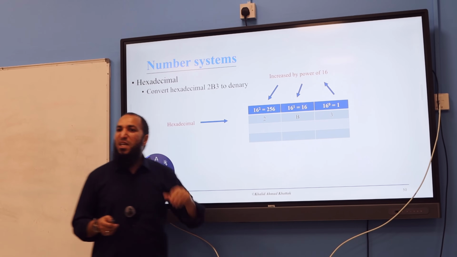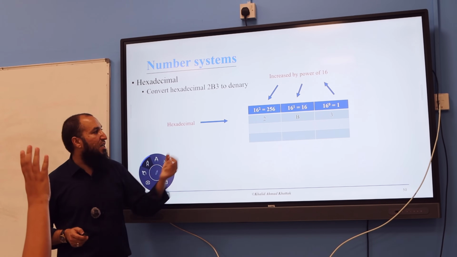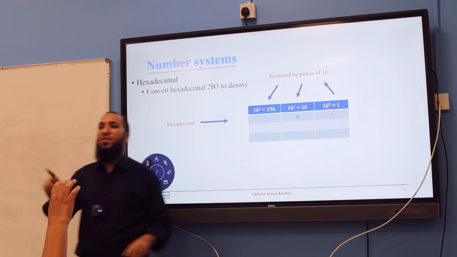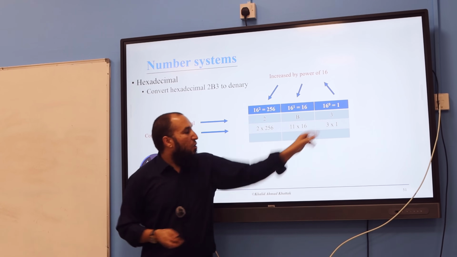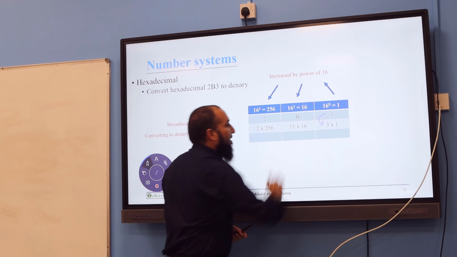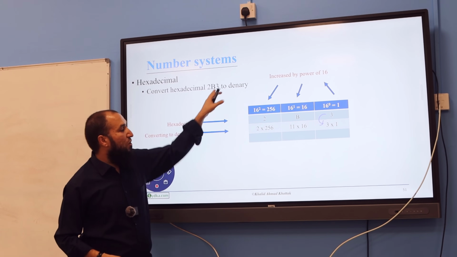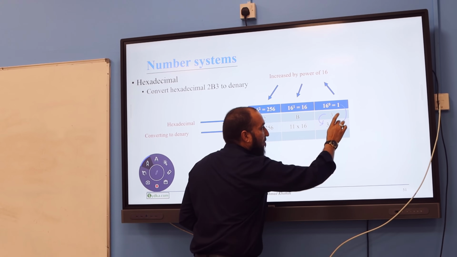Then what do we do next? It's going to be the same procedure. The only change here is the power of 16. Earlier it was the power of 2. Now the next step: we bring this number down, which is in the question, and we bring this power down.